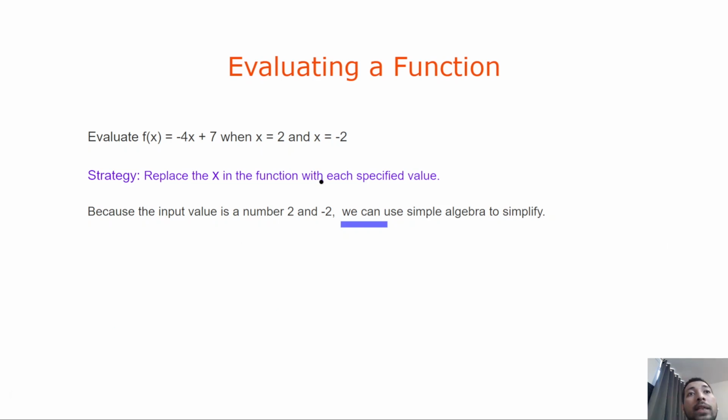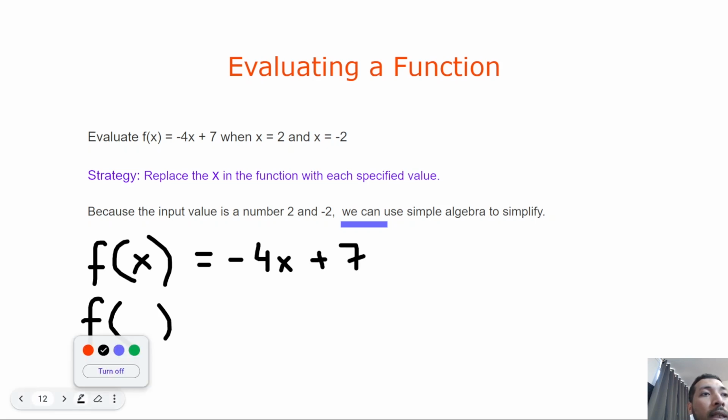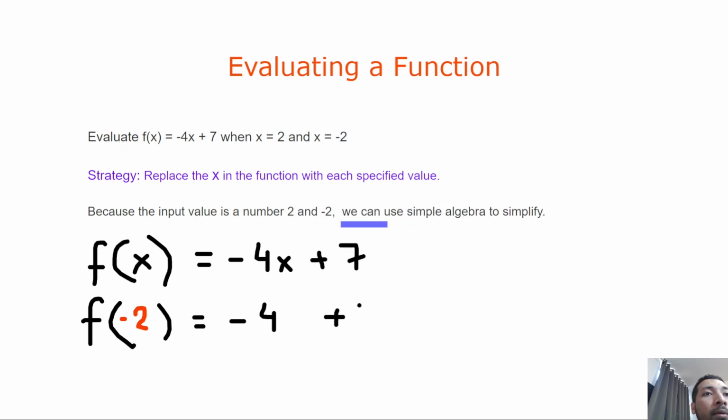Now we'll see how to get the output for x equals negative 2. Again, we follow the same strategy. Just write down our function f of x equals negative 4x plus 7, and we simply replace our x with this input, which is negative 2, and then replace this x in the function with negative 2 as well.